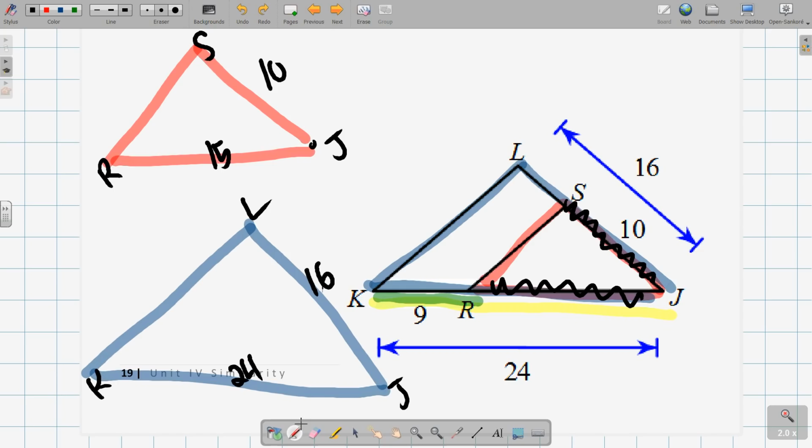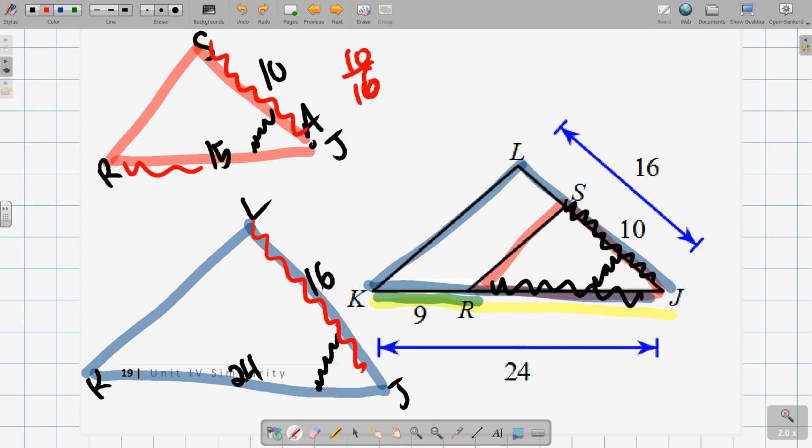Now, we already know that they share this angle right there. So I have a shared angle. Now let's check the side ratios. 10 to 16, and then 15 to 24.